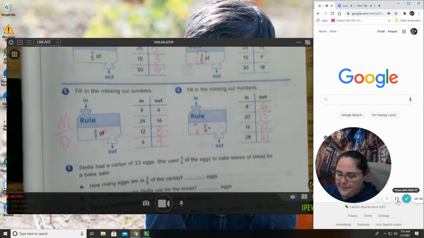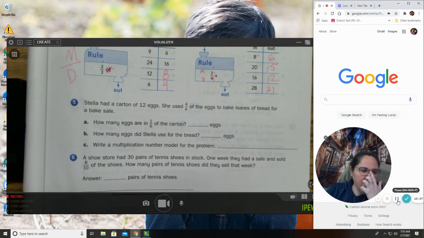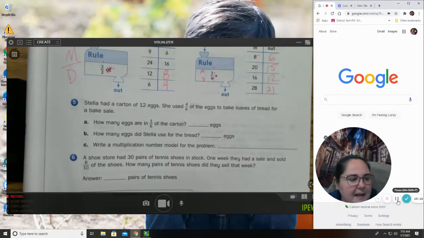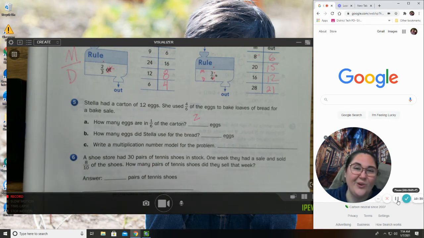All right, let's look at problem 5. It says, Stella had a carton of 12 eggs. She used 4/6 of the eggs to bake loaves of bread for the bake sale. How many eggs are in 1/6 of a carton? All right, so a carton is 12. I need to know how many eggs 1/6 is. So 12 times 1, 12, divided by 6 is 2. So 1/6 would be 2, right? How many eggs did she use for the bread? Well, she used 4/6.